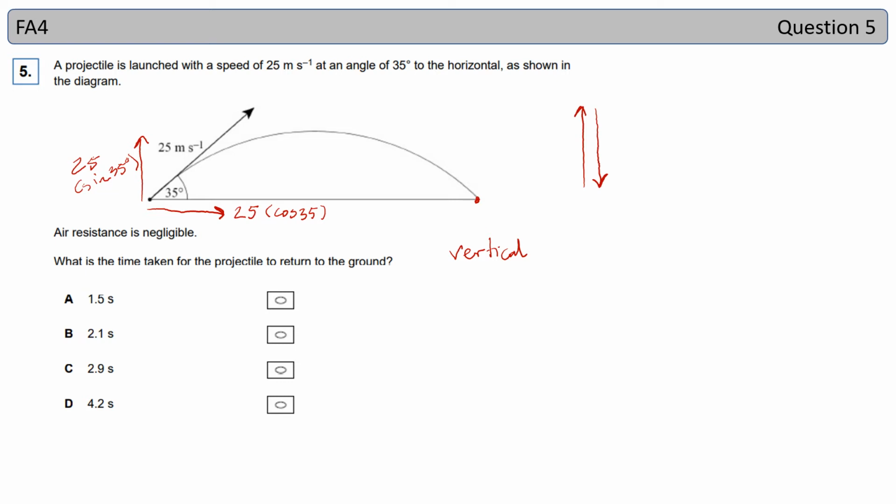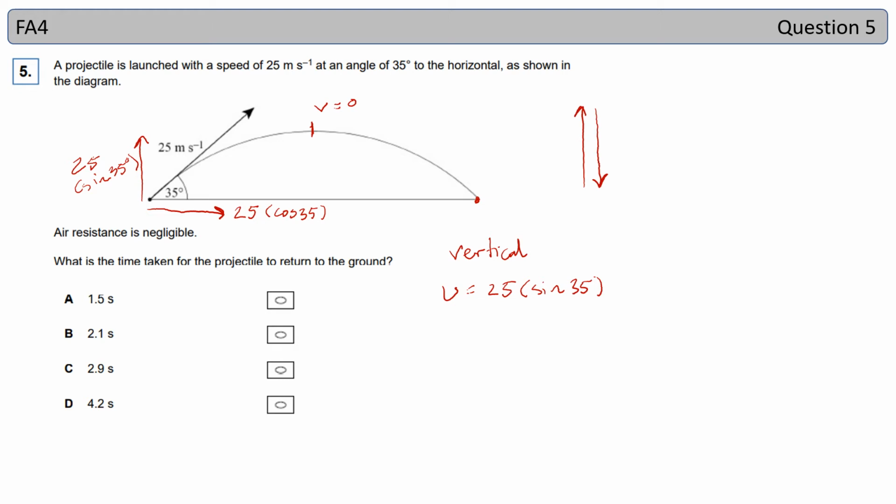I know that I have an initial vertical velocity, so my u is 25 times the sine of 35. And I know that if it hasn't lost any energy, it should impact with the same velocity there. But if I set u and v to be the same, I start to get a few little problems. So what I always like to do is say, all right, at the top of its flight here, it will instantaneously have a velocity of 0.